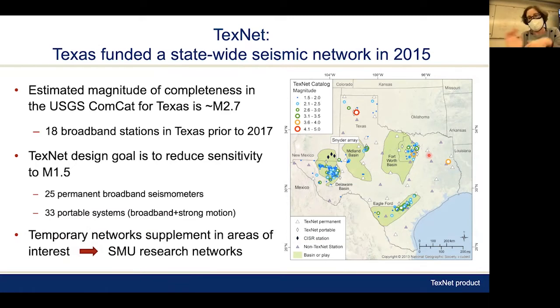Oil and gas companies, various people have been giving TexNet stations to improve their coverage in the Delaware and Midland Basin in particular. And so TexNet's operation has now grown well beyond that. But SMU is just a temporary network that anybody, USGS or TexNet, can use.